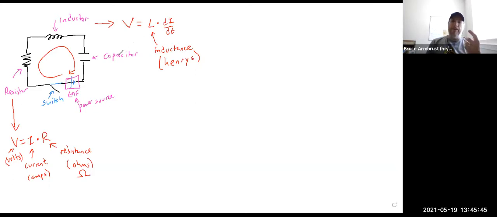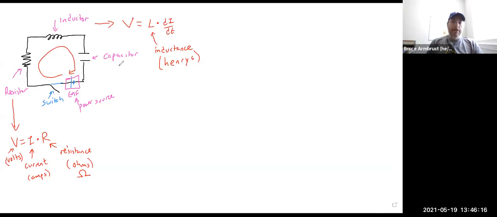A really good example in the lab is if you take just a coil of wire and drop a magnet through that coil, it can make a light bulb light up, because now that magnetic field is inducing a current. Anyway, that's for an inductor. It's just L times di/dt. You can take my word for it if you've not seen it before, but that's what we get for our voltage drop there.